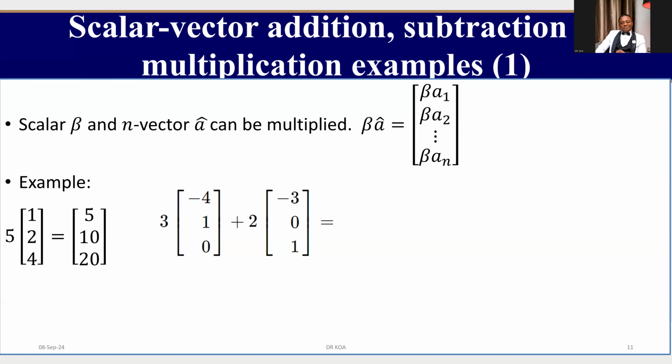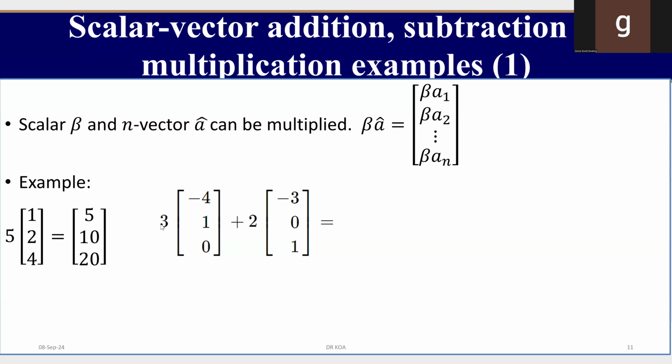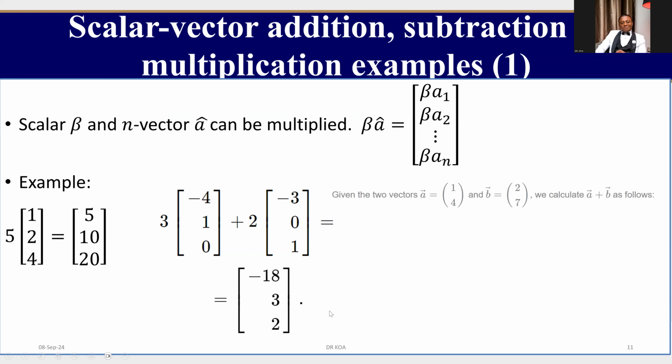Yes, who has gotten something? Yes, Jenny. Negative 18, 3 and 2. I think you're on the track. So first you take 3 times negative 4, 3 times 1, 3 times 0, then 2 times negative 3, 2 times 0, 2 times 1, then you sum it. If you do that correctly, you will land correctly, just as she said, negative 18, 3, and 2.